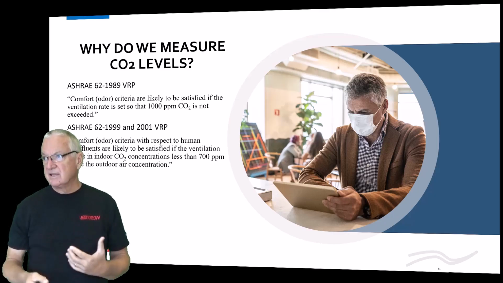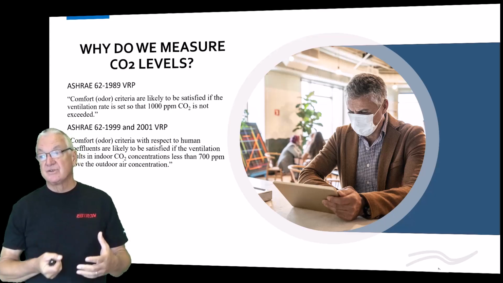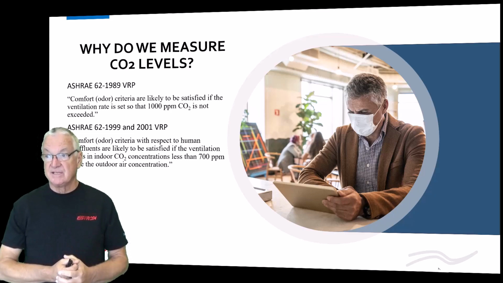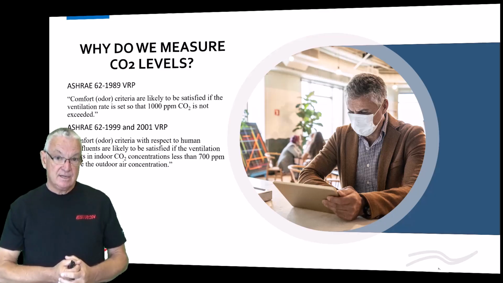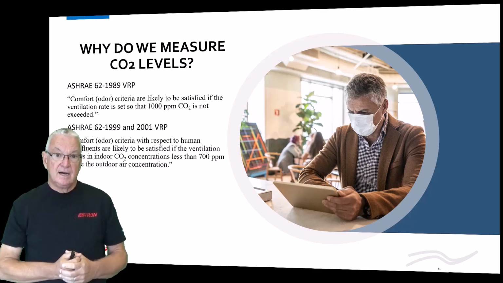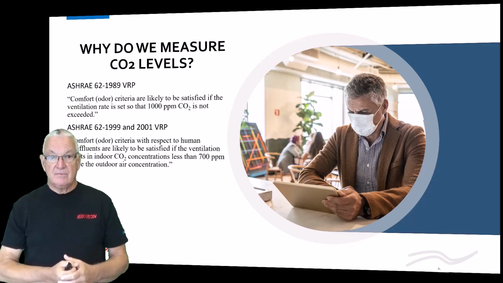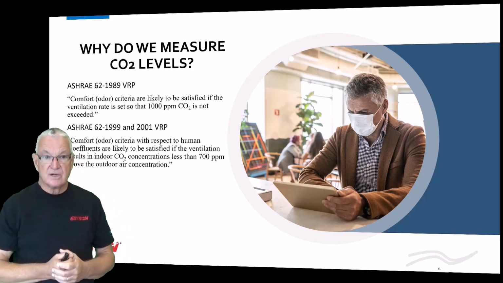And people started setting things to 1,000 parts per million because manufacturers that were making CO2 sensors were basically saying Standard 62 said to do that. It didn't. It said exactly what it says right there. And at the time, the thought process was the outdoor CO2 level was closer to 300 parts per million than 400. And we'll get into where this comes from.